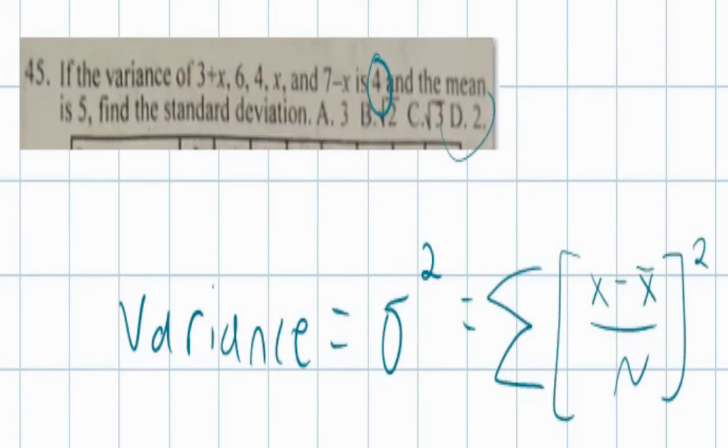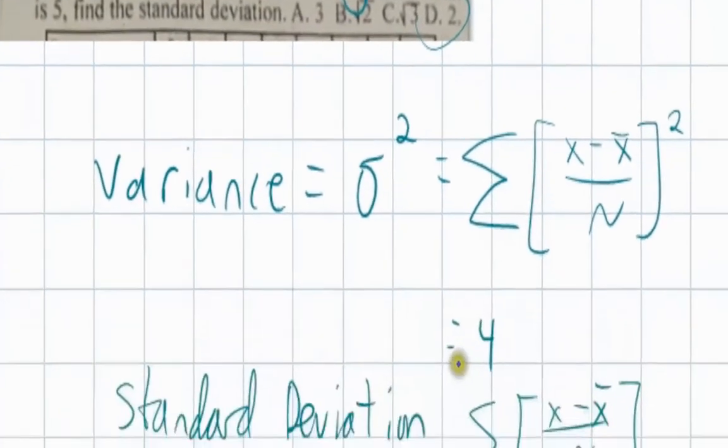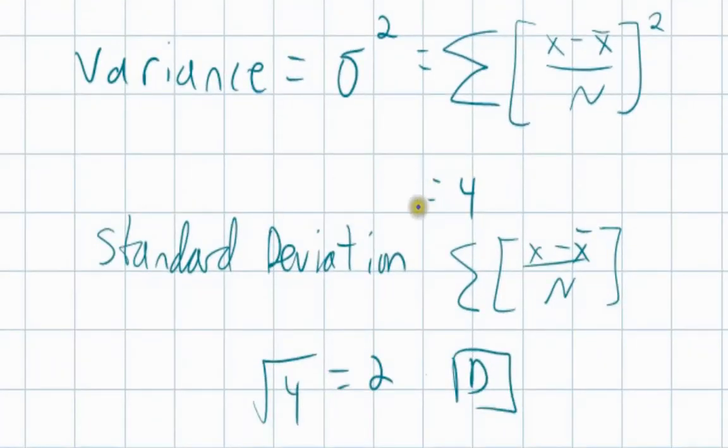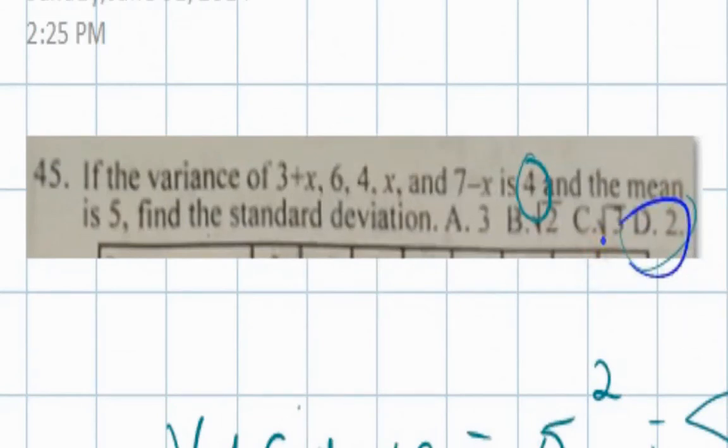All you have to do is know that standard deviation is the square root of variance. That's the relationship that they have. So that means that since variance is 4, I take the square root of 4 and I get 2. And that's my standard deviation, so that's option D.